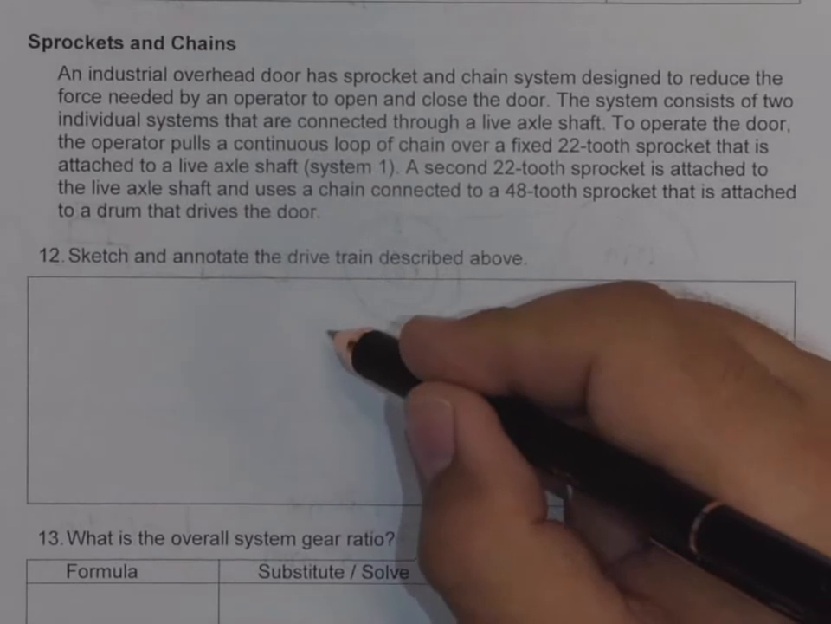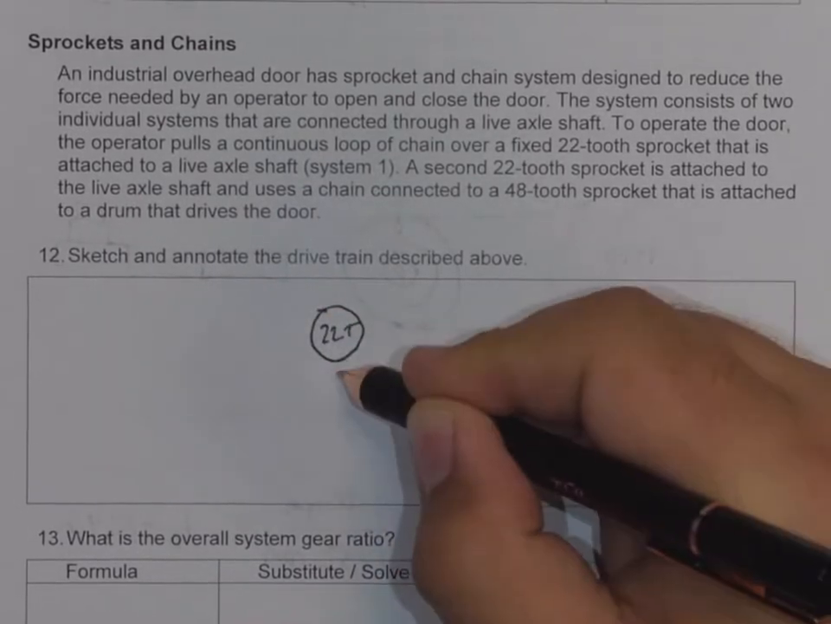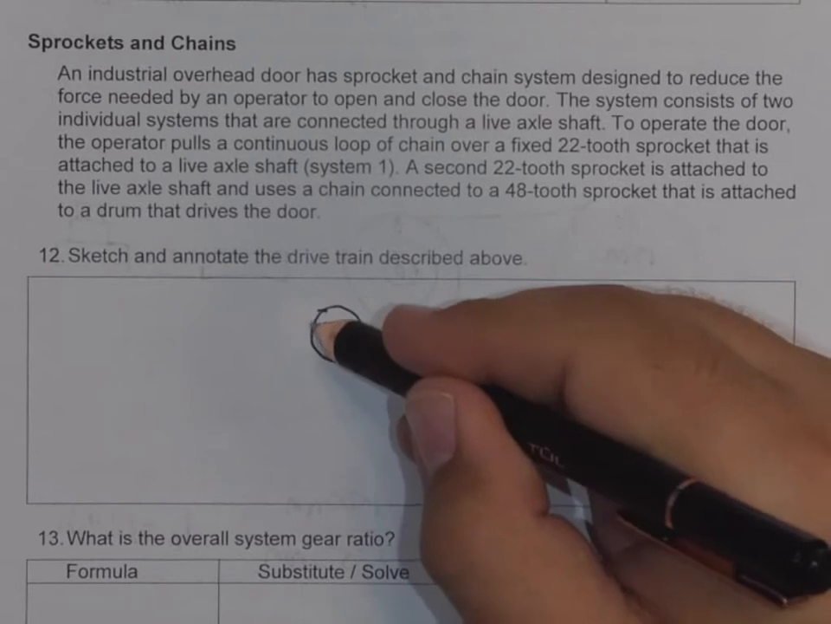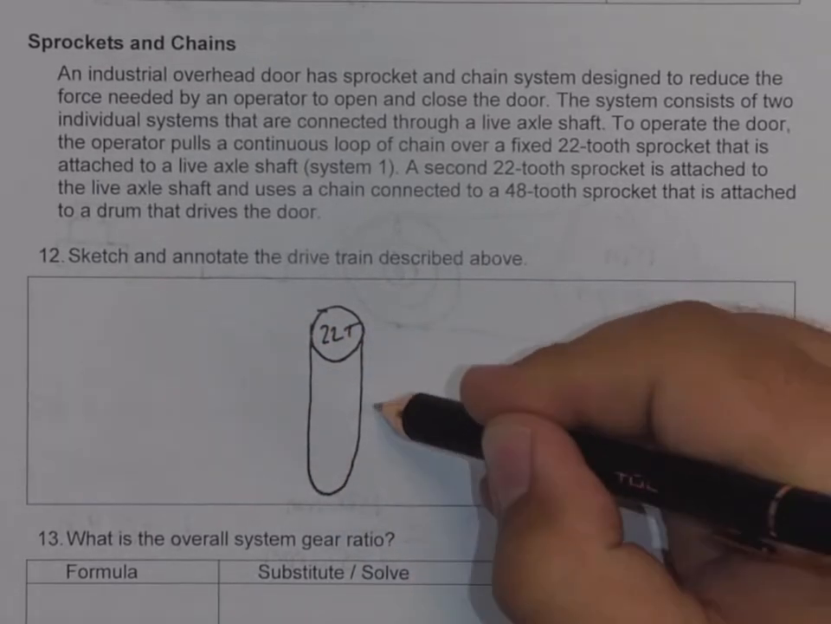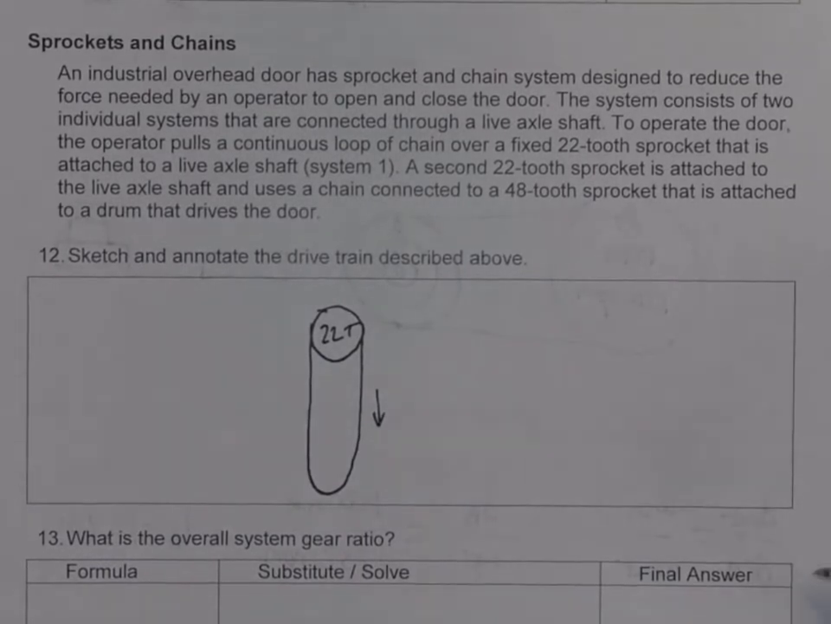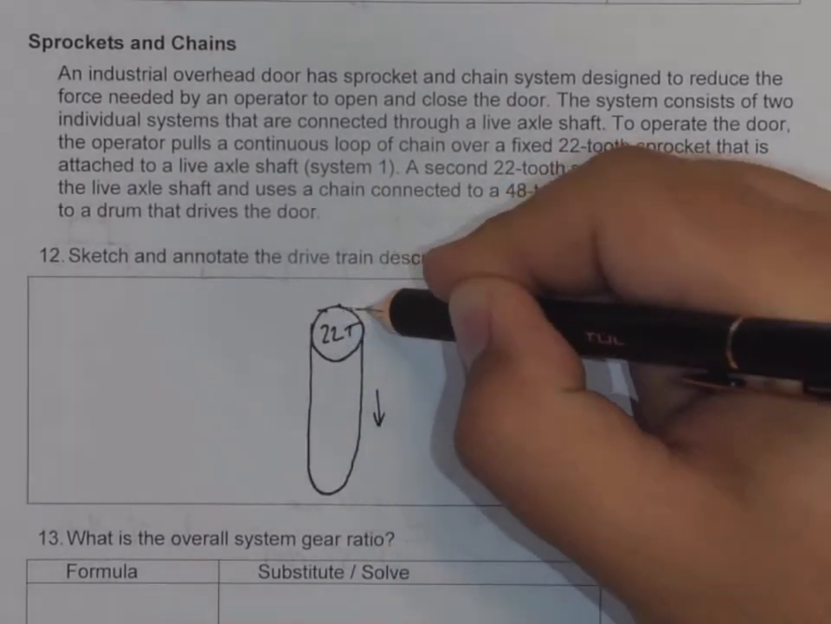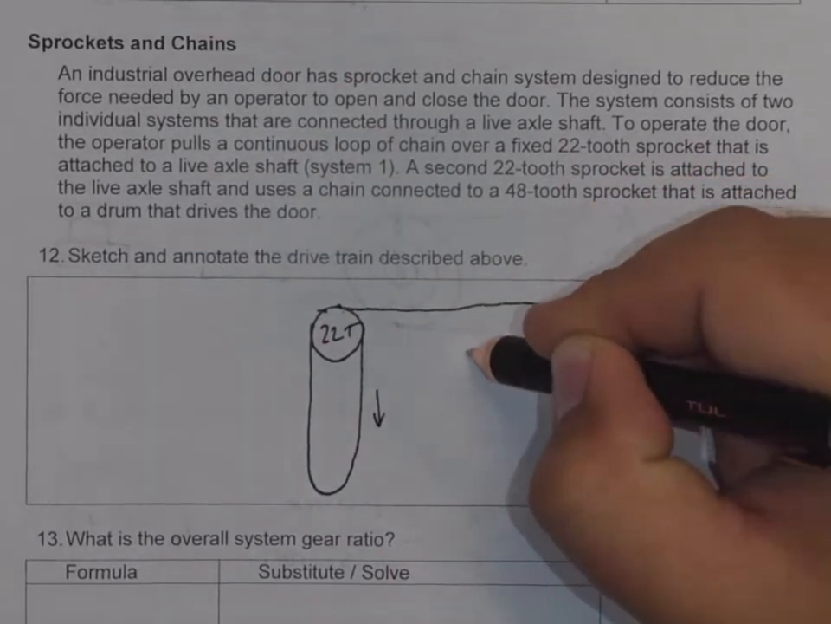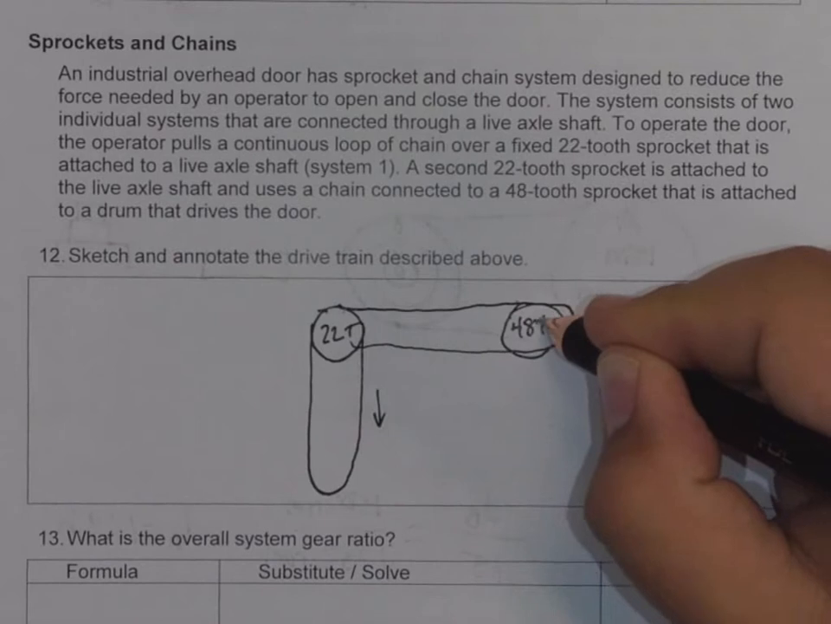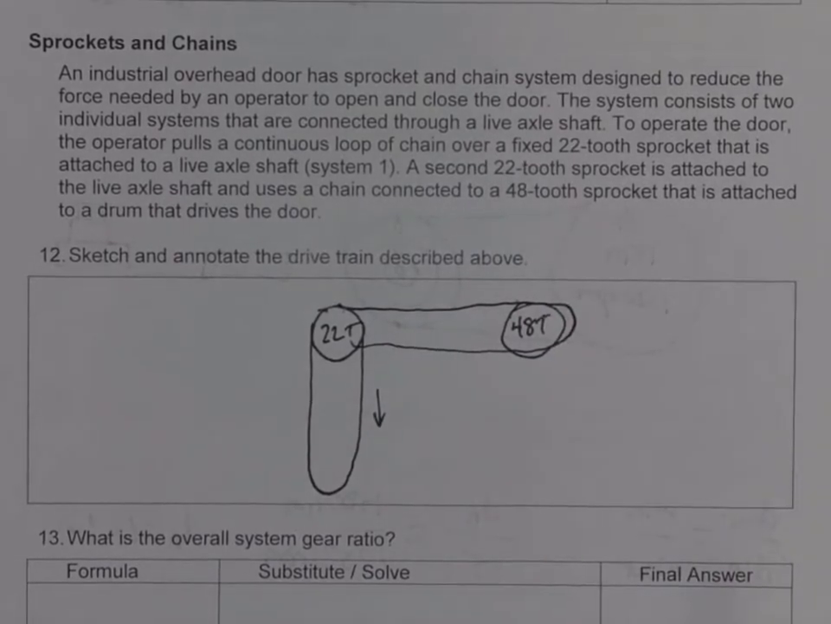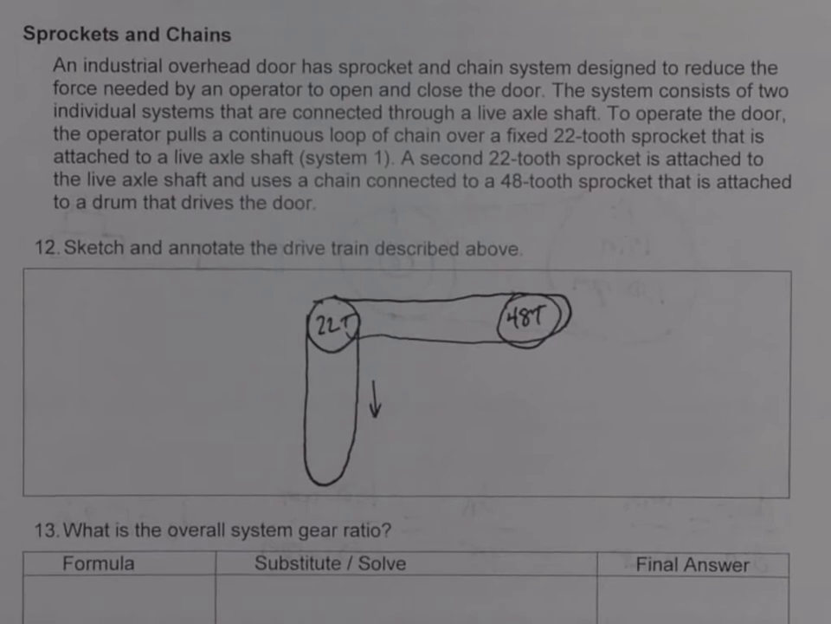So here's what we have: a sprocket with 22 teeth, and there's another one right behind it, so the chain gets pulled down. This is where the user pulls on the chain. There's a second one on the same axle, and then it goes to another portion, and we've got a sprocket here with 48 teeth. That's really about all we can do for this particular annotation.